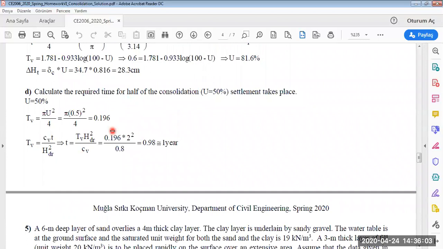In this part, we're going to calculate the required time for half of the consolidation settlement to take place. It means that we know the degree of consolidation. U is 50%, half of the consolidation means 50% of the consolidation. We know the U value, so we can calculate the time factor for this consolidation amount.